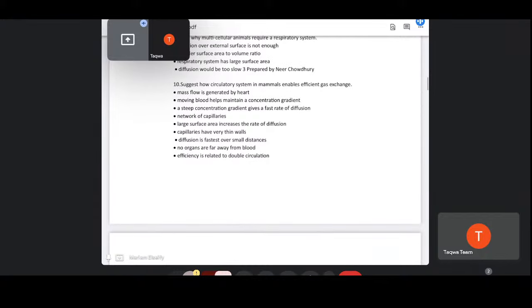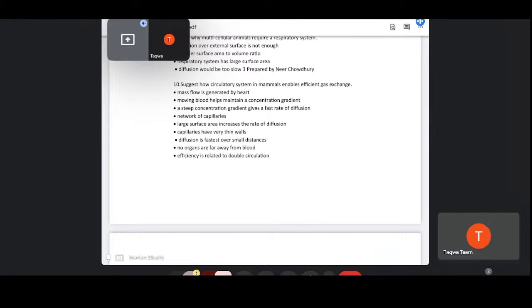Anyways, so just how circulatory system in mammals enables efficient gas exchange. Mass flow is generated by heart. Moving blood helps maintain a concentration gradient. A steep concentration gradient gives a fast rate of diffusion.